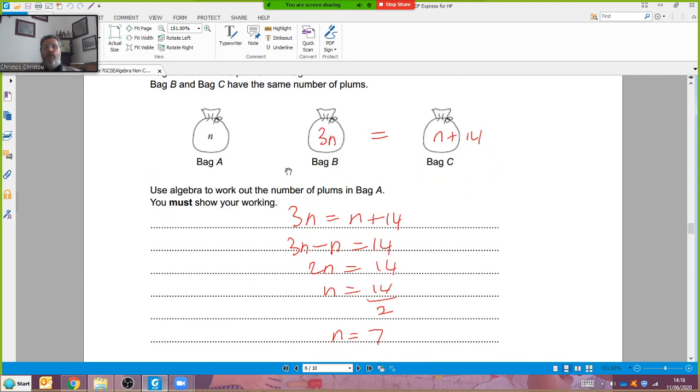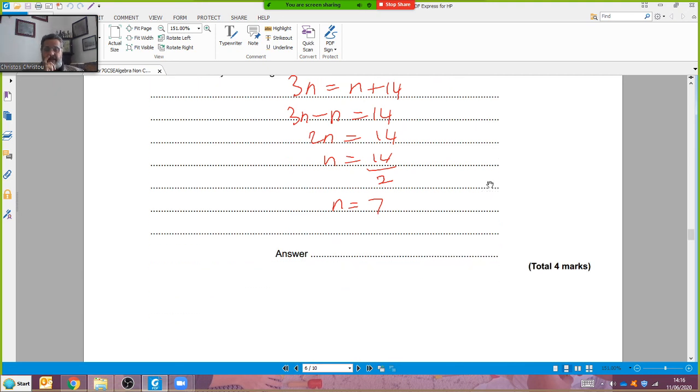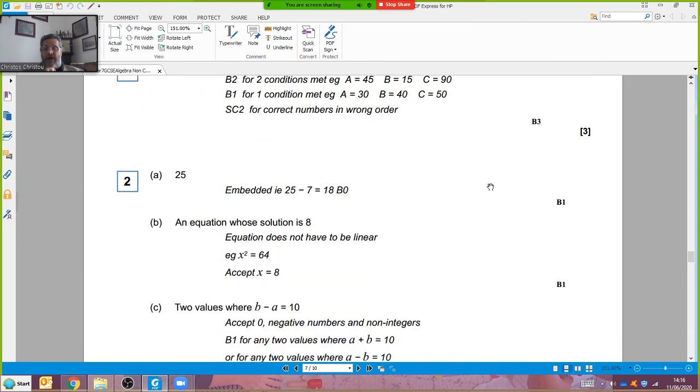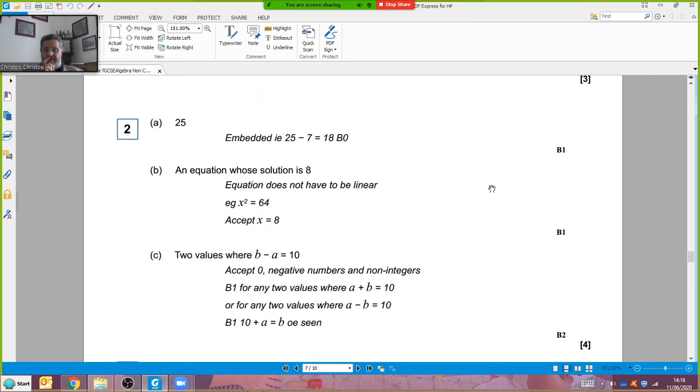I've got 21 in there. And I've got 7 plus 14, still 21. That makes good mathematical sense, because they told me B and C have the same number of plums. Okay, delicious. And that's it. And over here is all the answers and working, which I use to help me get it right, just in case I make a mistake.